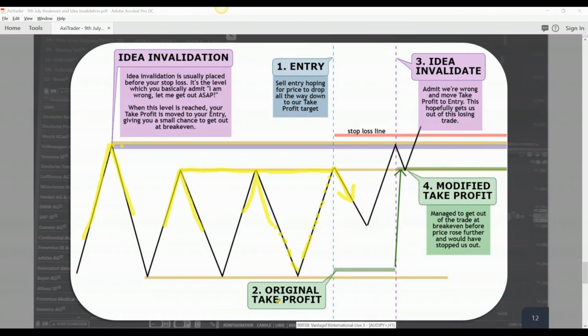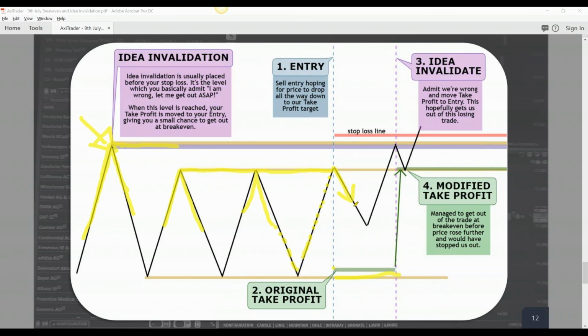Our original take profit is all the way down to here. I always put my take profit slightly before, and my stop loss slightly beyond. Remember our first topic, before and beyond. So we're adhering to that. But now we have an idea invalidation level that is right at the major resistance over here, this big swing high that occurred over here.